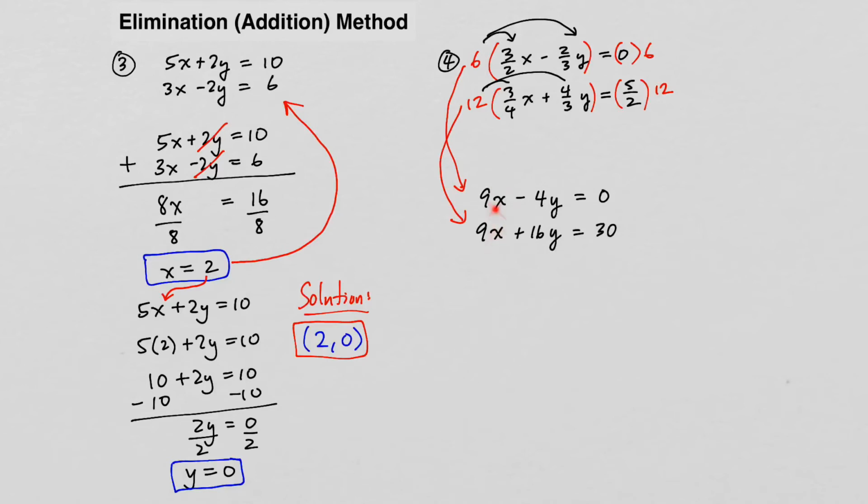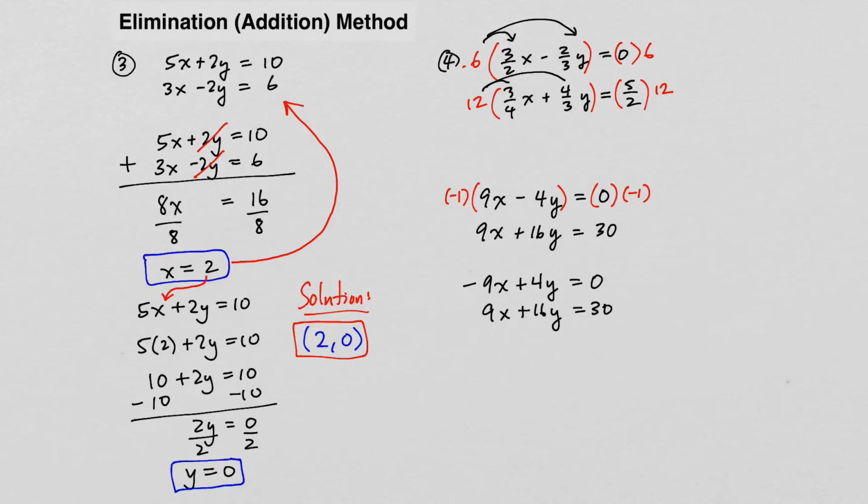So if we want to cancel the x's here, let's say, we need one of these to be negative. So what I'm going to do is take that first equation there and multiply both sides by -1. And when we do that, that first equation becomes -9x plus 4y equals 0. And the second equation stays the same.